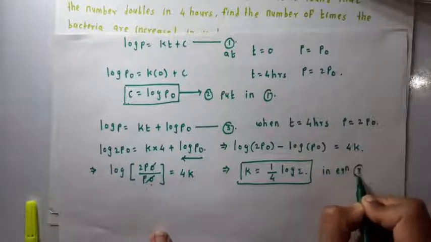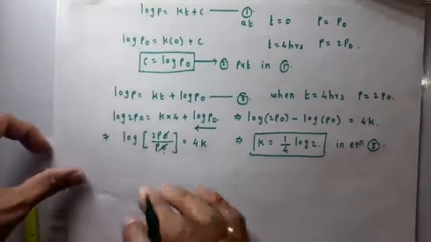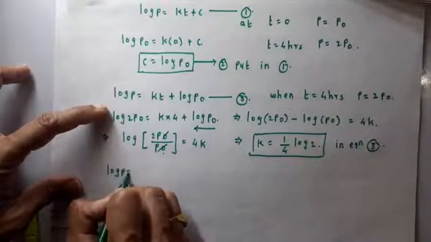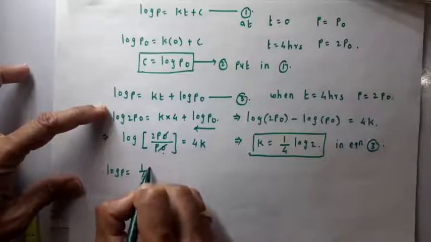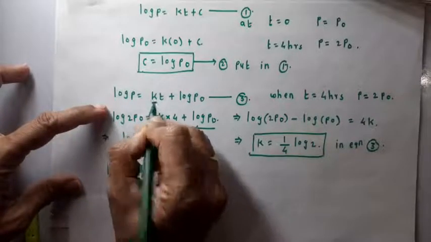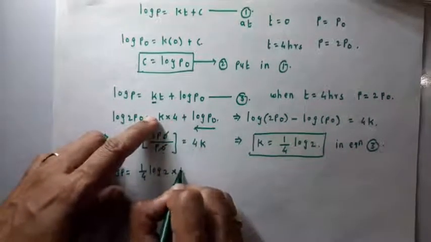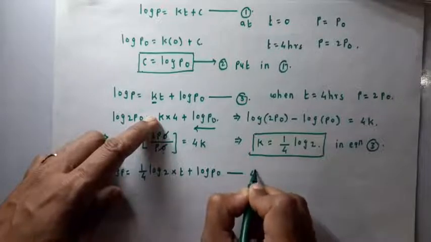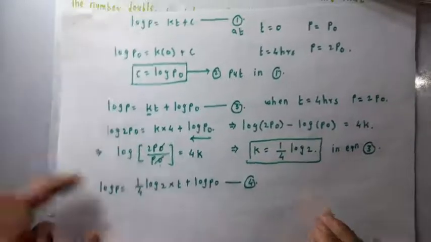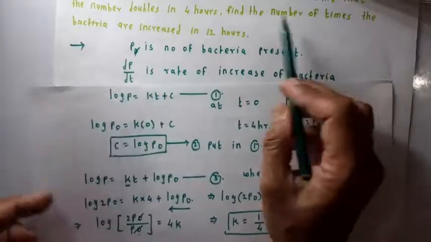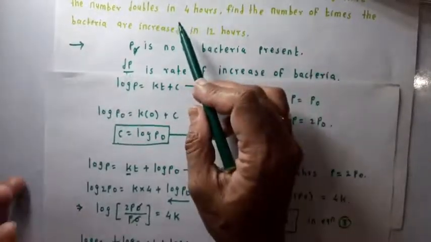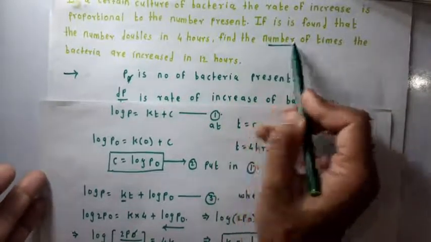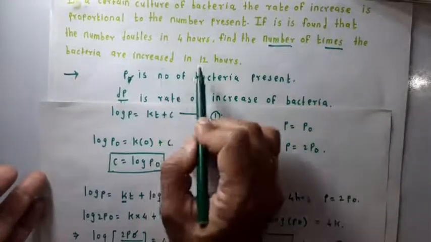In equation 3 we get, equation 3 becomes log of P equals 1 by 4 log of 2, the value of K we have put, into T plus log of P0. Now we have equation 4. So what is the question? The question is that after 4 hours the bacteria double. Now we have to find the number of times the bacteria are increased in 12 hours.